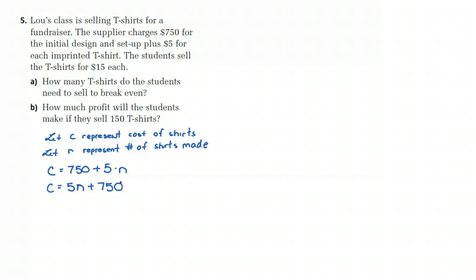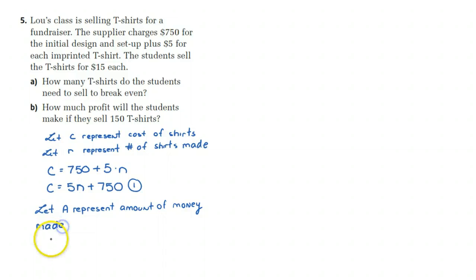So we want to know how many t-shirts do the students need to sell to break even. So that means that if we want the students to break even, they need to sell a number of shirts to cover their cost. So if this is our first equation, we can think the amount of money that students make, we're going to let A represent the amount of money made.